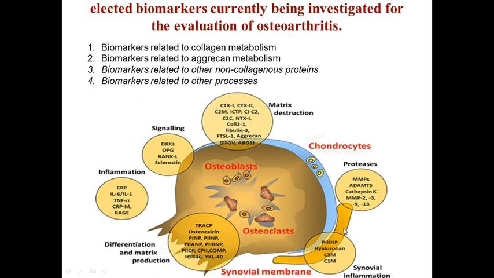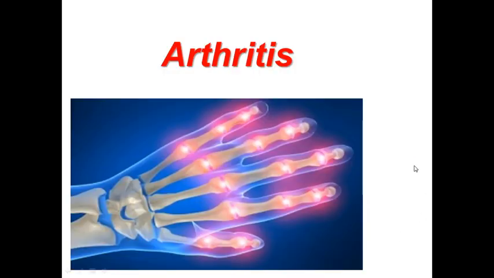There are several kinds of biomarkers. For example, biomarkers related to collagen metabolism, biomarkers related to aggrecan metabolism, related to other non-collagenous proteins, and biomarkers related to other processes. Of course, these biomarkers are checked in highly specialized clinics which are investigating osteoarthritis.